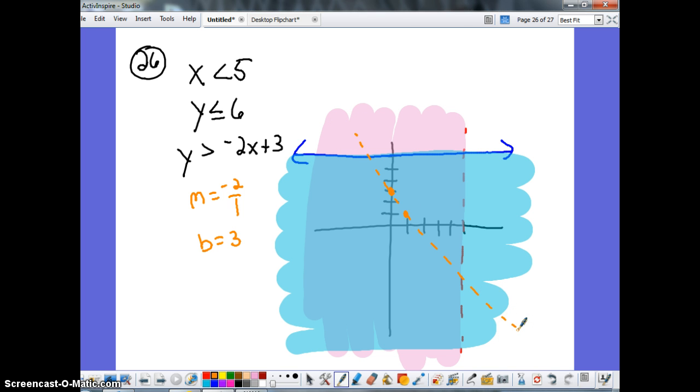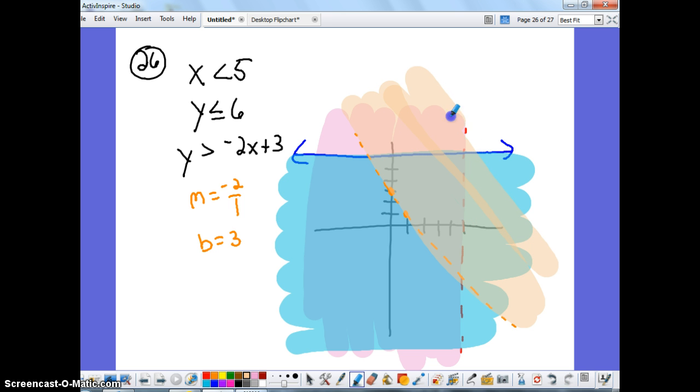So it's either going to be everything to the left of this line or to the right. It says it's greater than, so if it's greater than, that means it's going to be everything to the right of that line. That's everything over here. That's where all three of them are intersecting. Again, it's a triangle. It's this middle triangle where they're intersecting.